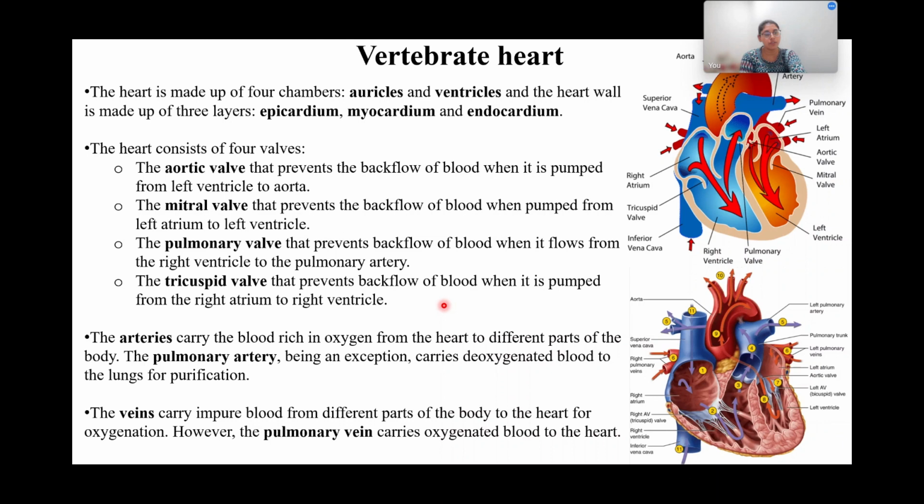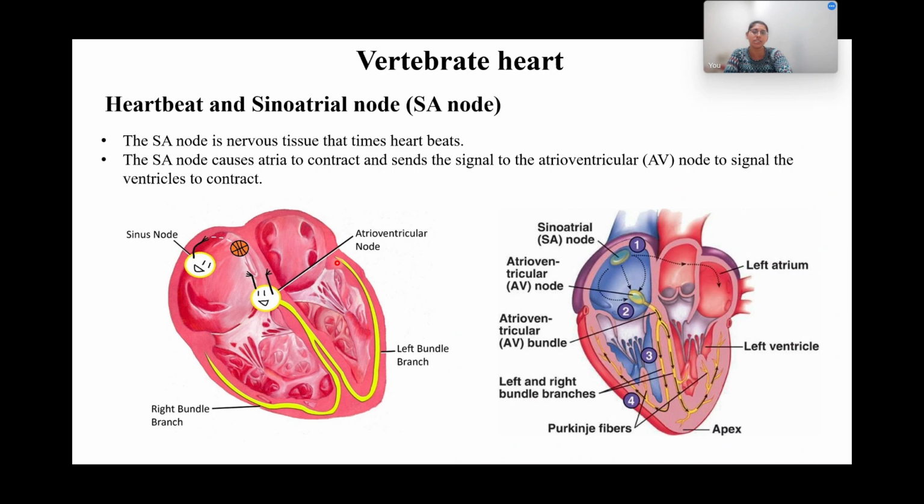So this is called the sinoatrial node, and they actually time the beats of the heart. What are beats of the heart? Every time the heart pumps blood, and the rhythm of the heart is maintained by these nodes. And how do they do it? Let's consider this to be the heart, and you have this sinoatrial node here. So this is the sinus node, and this is the atrioventricular node, the AV node. The SA node causes the atria to contract, and then it sends the signal to the AV node, where they ask the ventricles to contract.